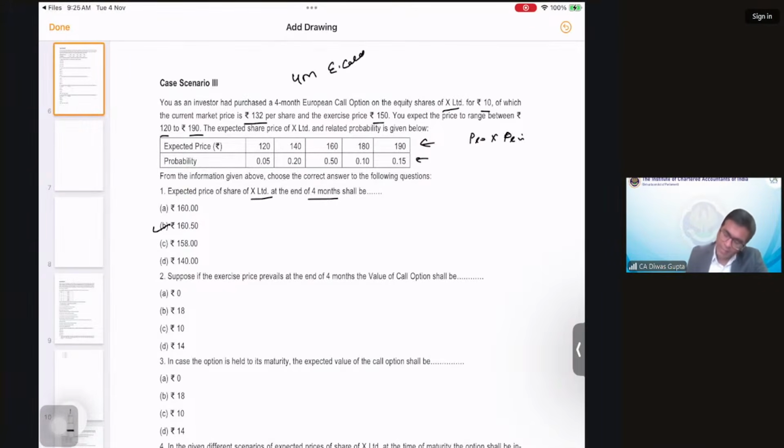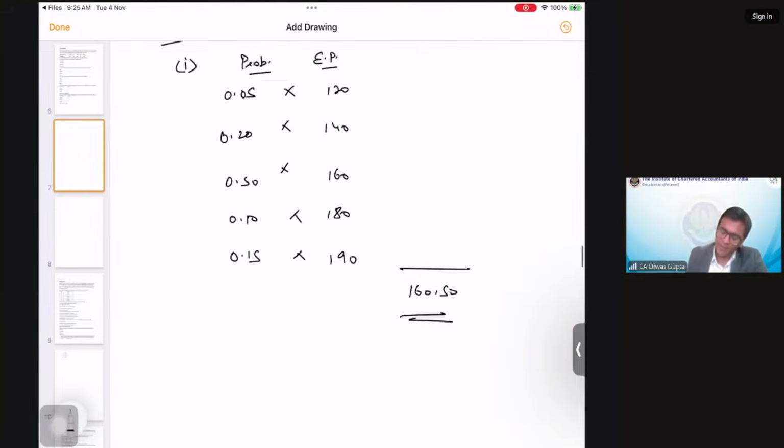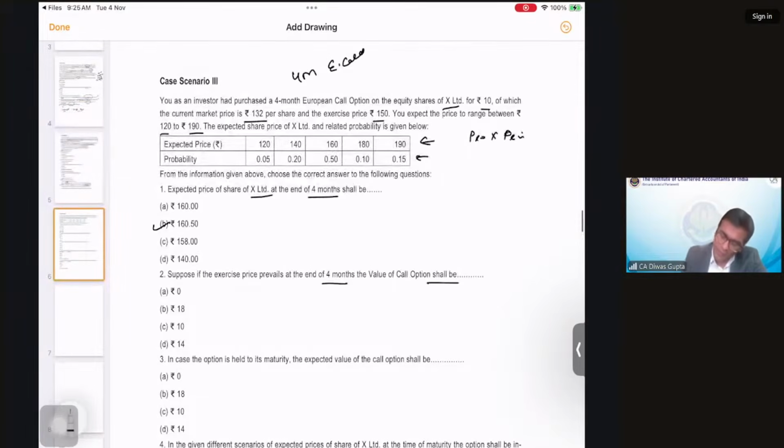Suppose if the exercise price prevails at the end of 4 months, the value of the call option shall be. Now this is very easy and simple, students. They are saying if the exercise price prevails. What is the exercise price? 150. And if the actual price is also 150, so the value of the call option will become 0. And in this case, either the option can be executed or it cannot be executed. It will fetch you the similar result because it is at the money. Right? It's not in the money, it's not out of the money, it's at the money.